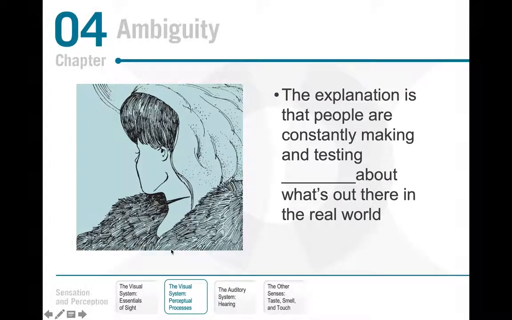So what do you see? A young woman or an old woman? You can perceive this drawing in both ways, and then you can switch back and forth between them, but you don't see both at once. Incidentally, studies show that people who are led to expect the young woman or the old woman generally see the one they expect.